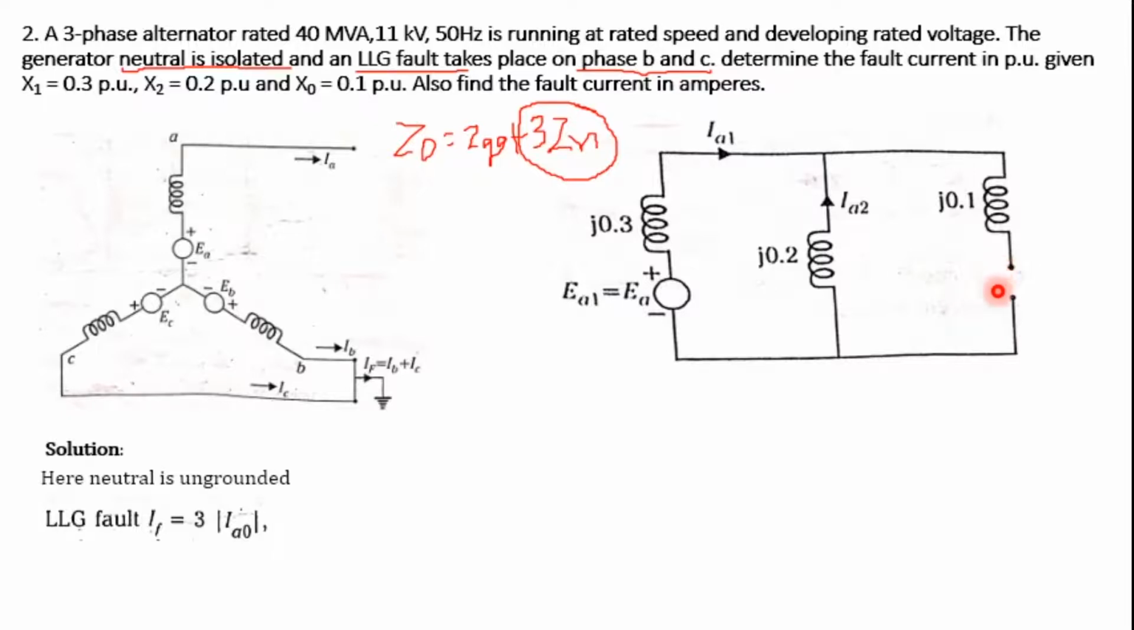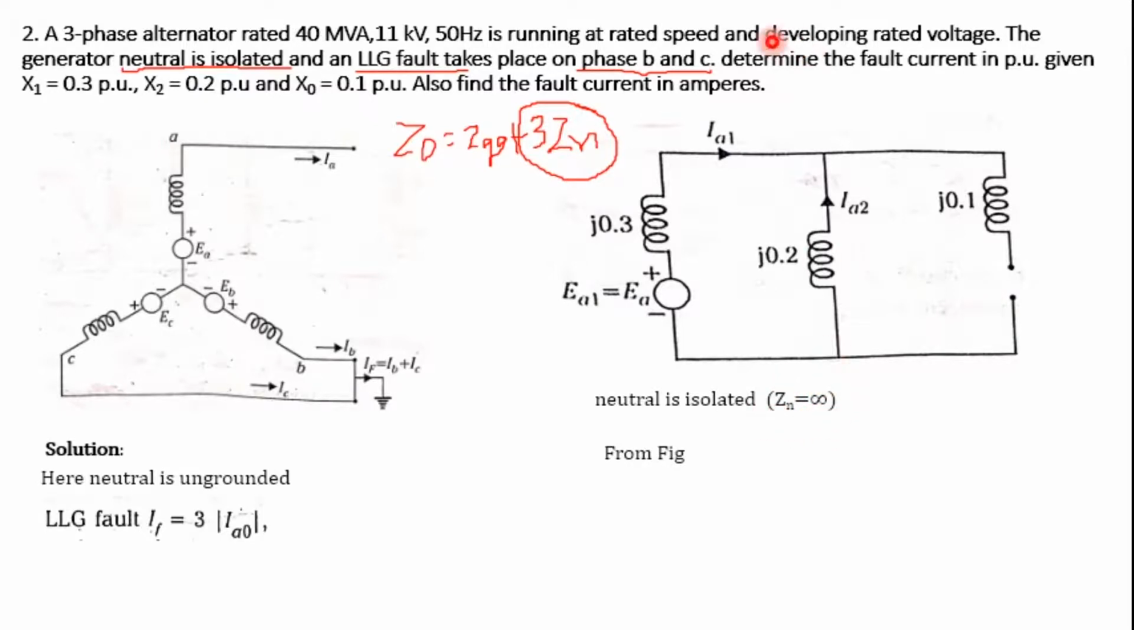If the switch gets open, what will happen? The current is not flowing across point 1. So actually we are supposed to consider IA1, IA2 and IA0, but IA0 is absent because the switch is open, meaning the neutral is ungrounded. So what will happen? The Zn is going to be infinite.